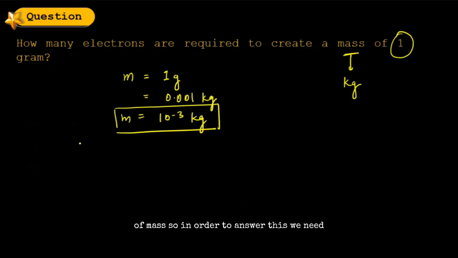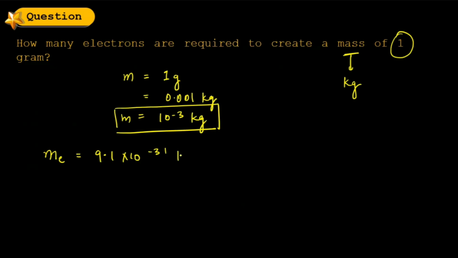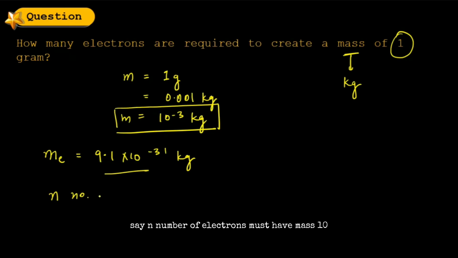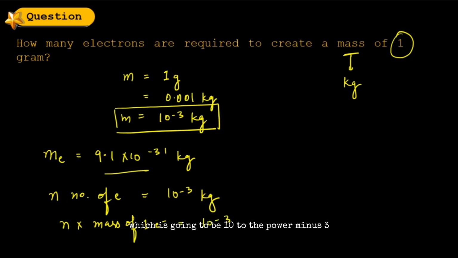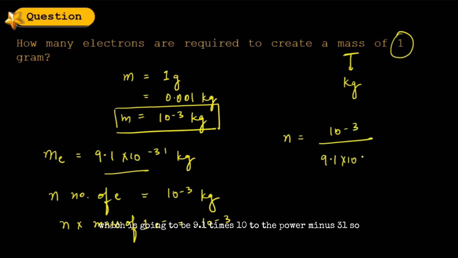In order to answer this, we need to know the mass of one electron, and we know that the mass of one electron is nothing but 9.1 times 10 to the power minus 31 kg. Again, unitary method. If the mass of one electron is this, so I can say n number of electrons must have mass 10 to the power minus 3 kg. So how can we get it? n times the mass of one electron is going to be 10 to the power minus 3. So here n can be written as 10 to the power minus 3 divided by the mass of one electron, which is 9.1 times 10 to the power minus 31.